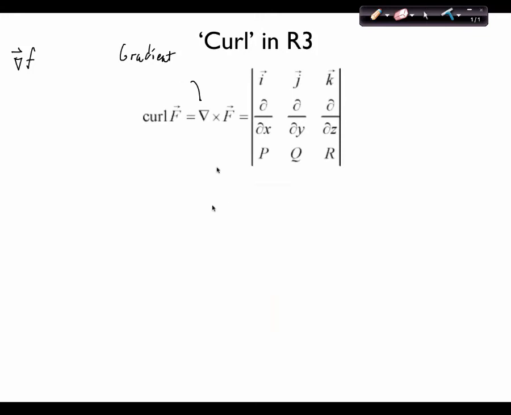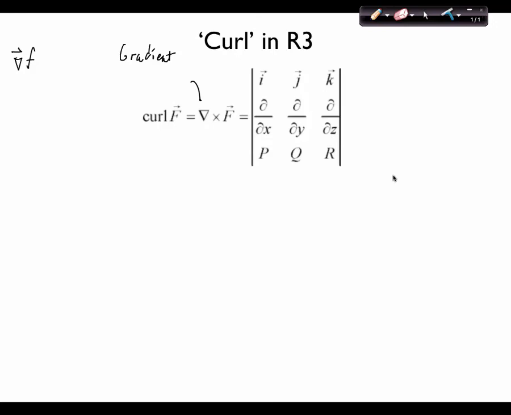Cross product of the gradient operating on the vector field. And so we're gonna set up the cross product algorithm with i, j, and k as the first row. And then this is what we call the gradient operator. So the gradient is partial with respect to x, partial with respect to y, partial with respect to z as the second row. And then our components of the vector field, P, Q, and R, as the third row.